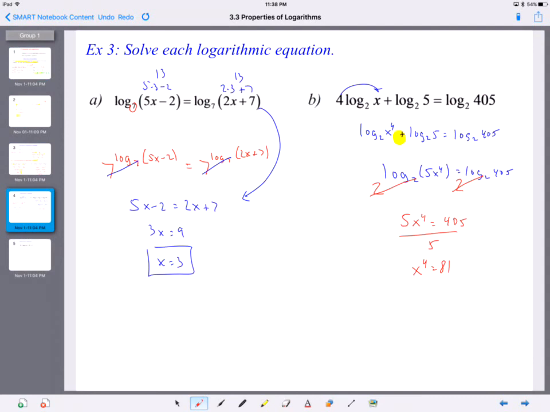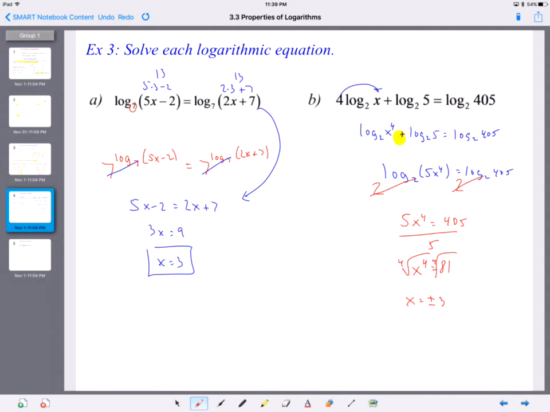This is x to the 4th. And to undo that, you would be taking the 4th root of that, and so that will give you x equals, what's the 4th root of 81? And that would be one of those that you should know, and the 4th root of 81 is 3. Now it's actually plus or minus 3. Since it's even, you get positive and negative.